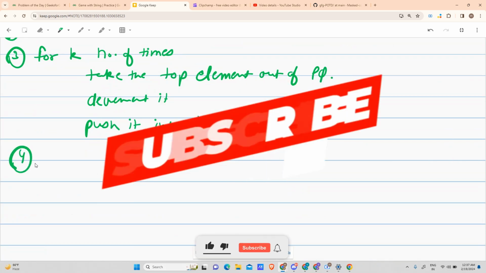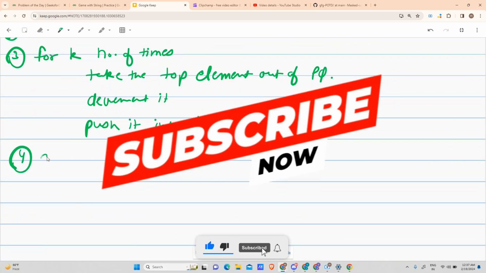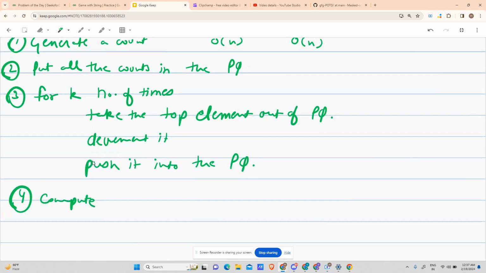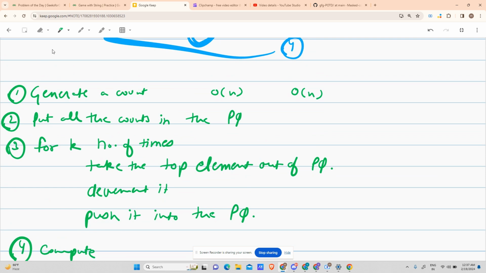And the fourth step also remains the same, that is the last step: compute your answer by summing up all the elements in the priority queue. Now the first step is taking O of n time complexity, O of n space complexity. This step is taking O of n log n time complexity plus O of n extra space.